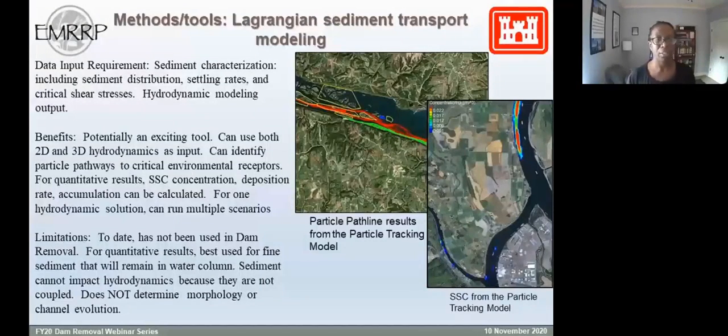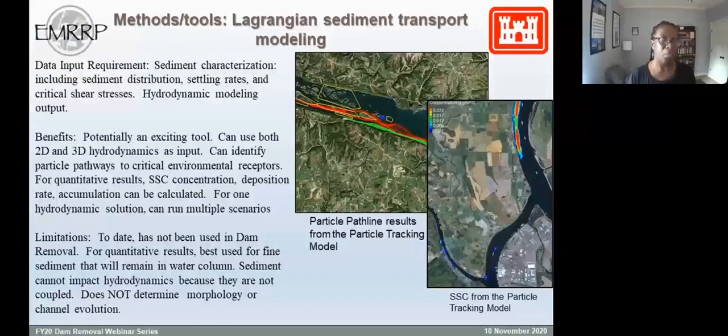And what it does, as you can see in the figure here, is determine particle path lines. So if sediment is introduced, where is it going to go? Will it potentially move in directions where you have areas of critical environmental receptors, habitat, that type of thing? Or will it move in another direction? This is just a simple way of looking at that type of system.